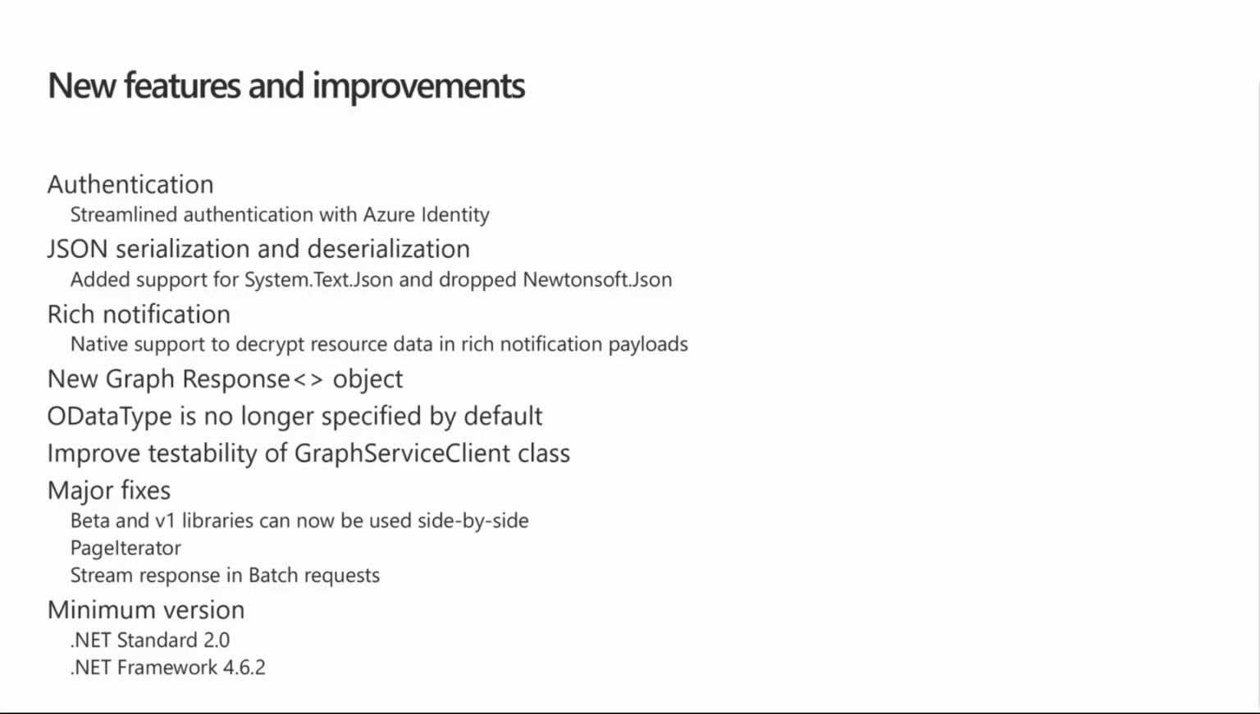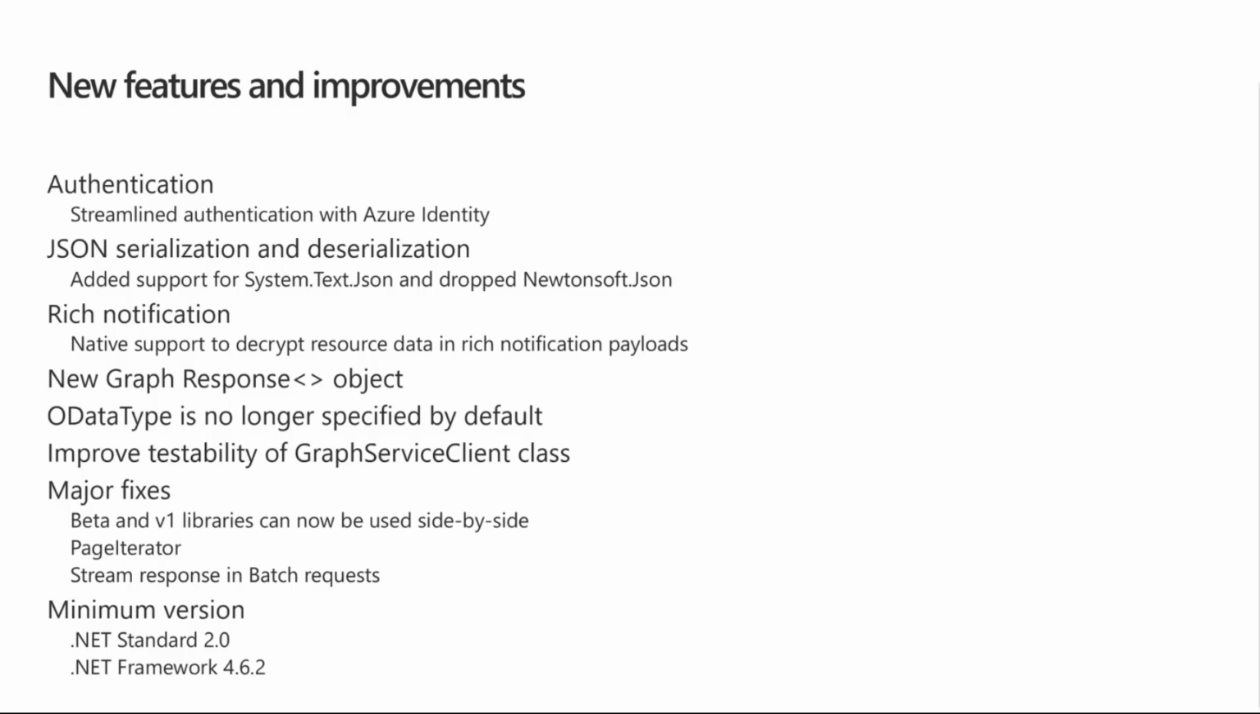Microsoft Graph allows apps to subscribe to change notifications for resources, saving the subscriber from having to call back to fetch the changed resource. So to provide a better experience, the SDK now includes native support to decrypt the resource data in the change notifications payload. So you can count on functions such as AreTokensValid or DecryptAsync to validate the token and decrypt content in the notification payload.